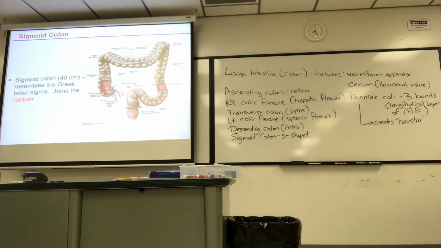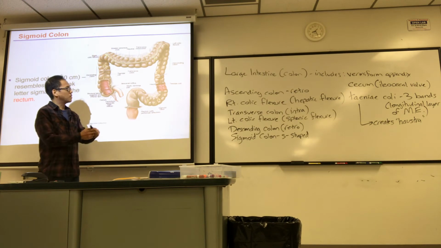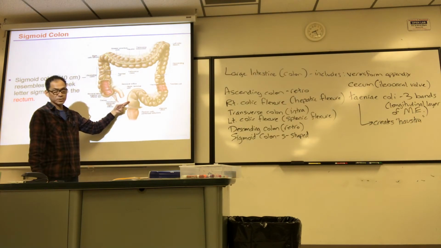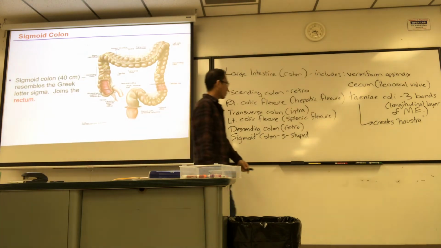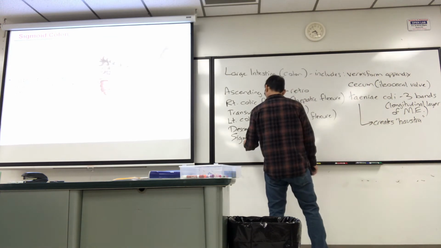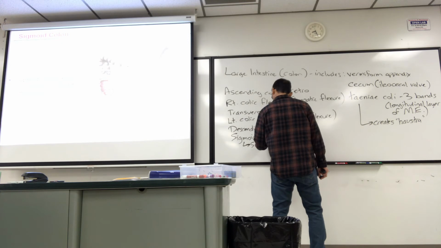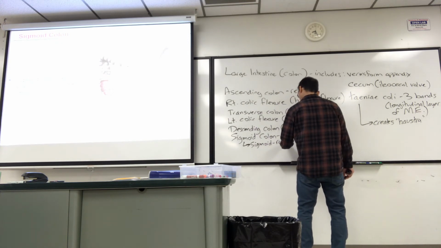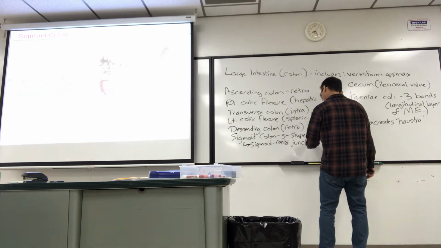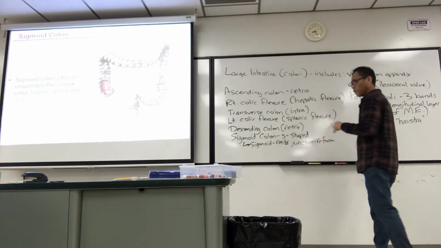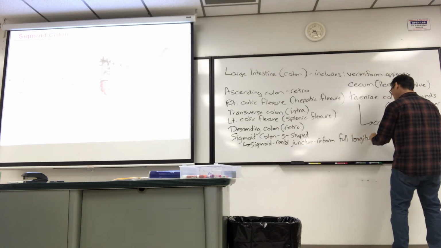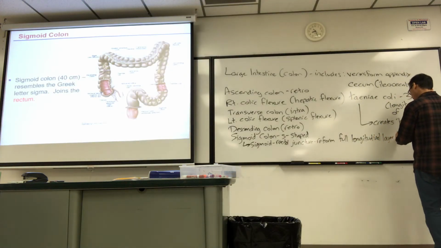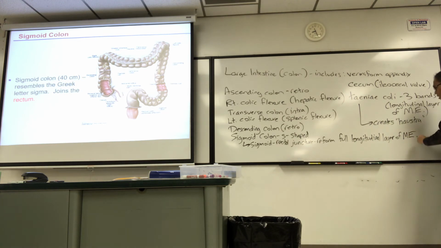So it joins the rectum, and what you can see at the rectum is you lose the pockets because the tinea coli, you're reforming the full layer of the longitudinal layer of muscularis externa there. So that's why you lose the haustra and you go back to just a regular full layer of that longitudinal part. So at the sigmoid rectal juncture, you reform the full longitudinal layer of the ME, muscularis externa.